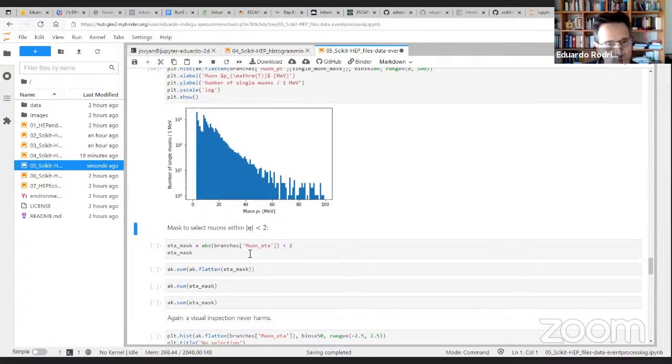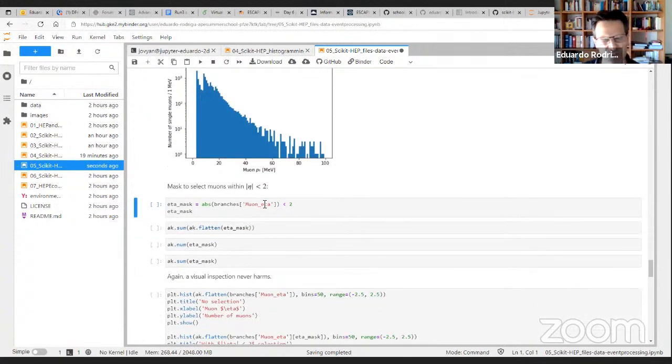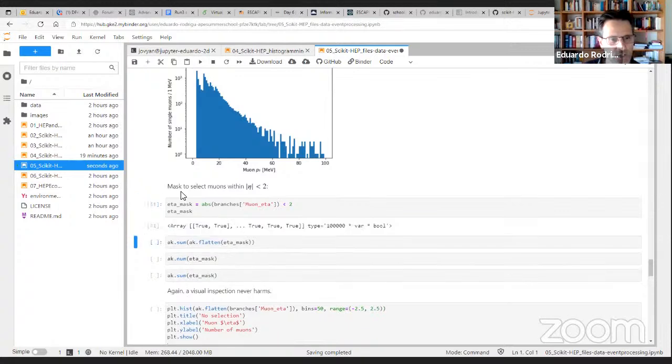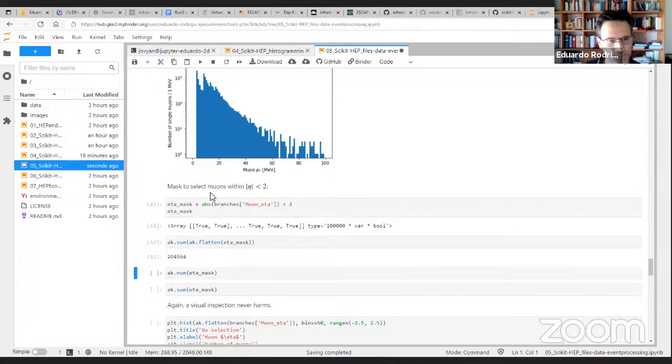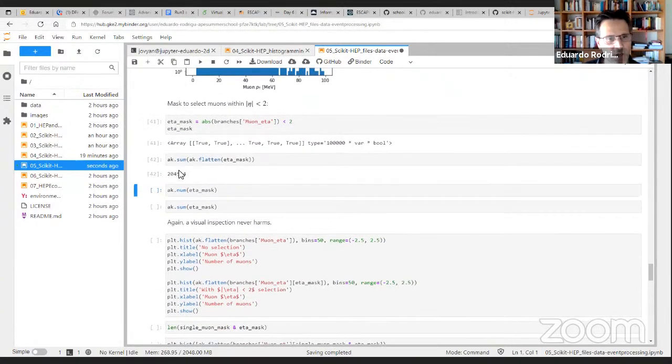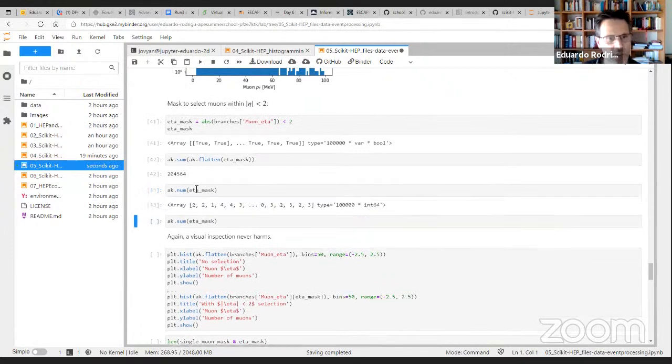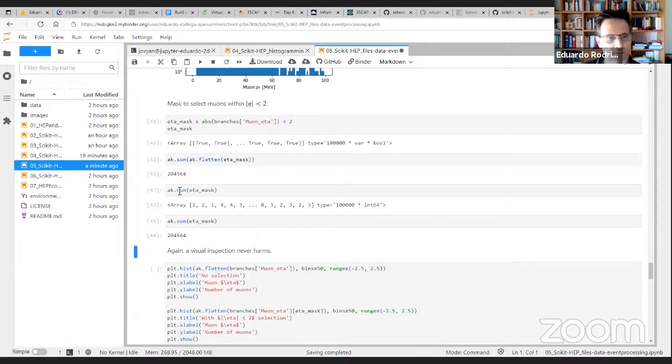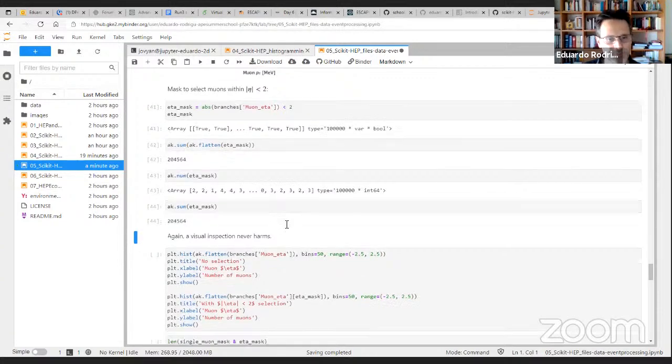So we move forward. You can also apply all kinds of masks, which effectively is how you're going to apply cuts in a different way, whereas if you were using the ROOT ecosystem, you did it in a slightly different way, at least in the past. So you can also apply a mask for muon eta less than 2. You can flatten and check how many entries there are. I mentioned already num and sum, so you can check how many of those you have.